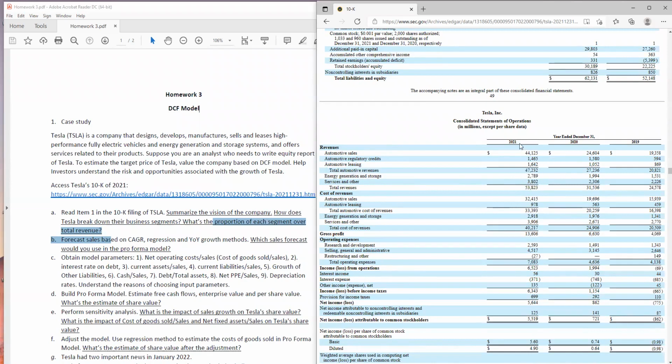You can just use the 2021 figure. And as you notice, there is a third part here, which is the services and others. As you know, Tesla also strives to provide good service and maintain a good customer relationship.